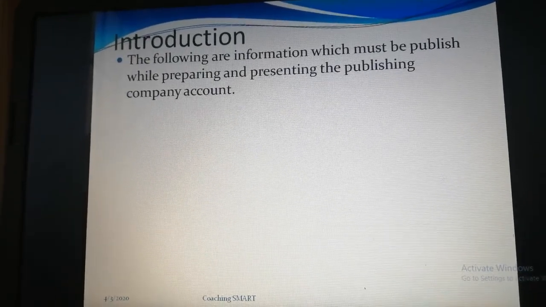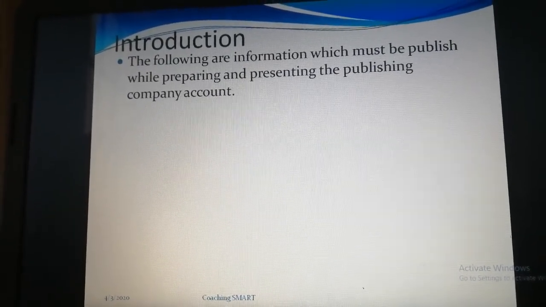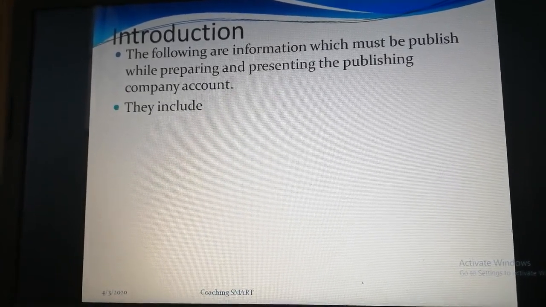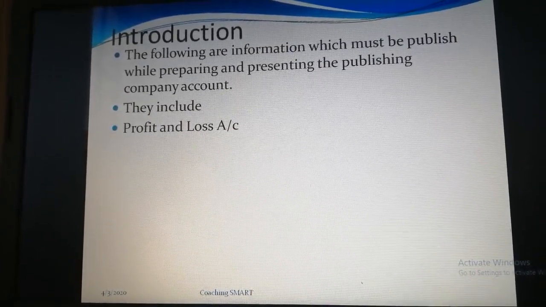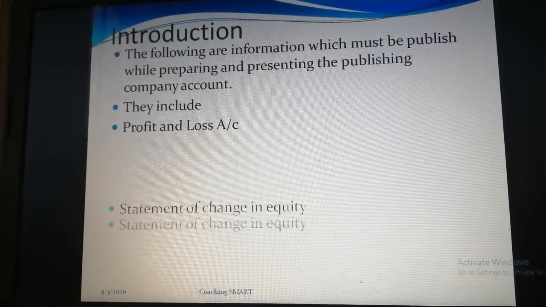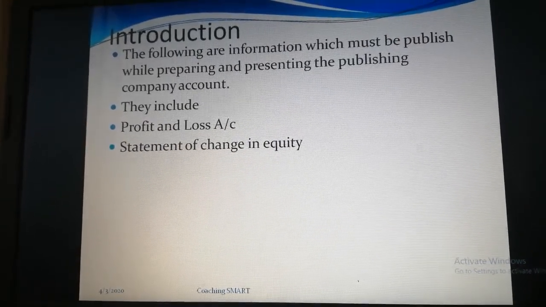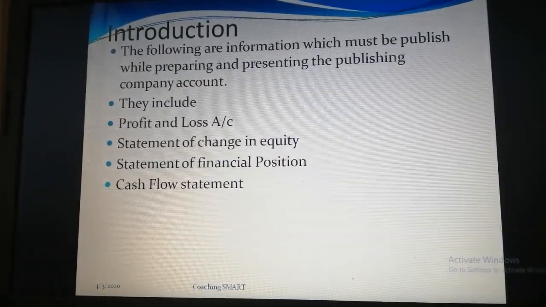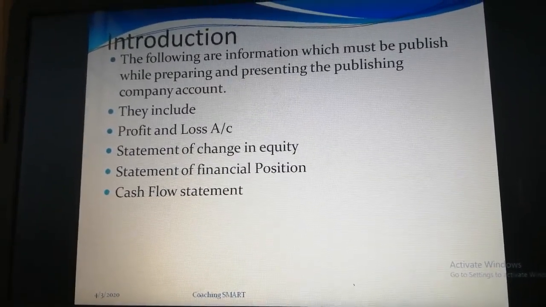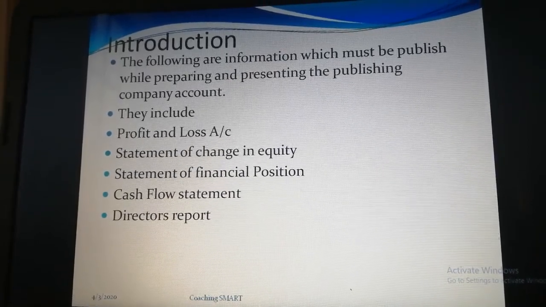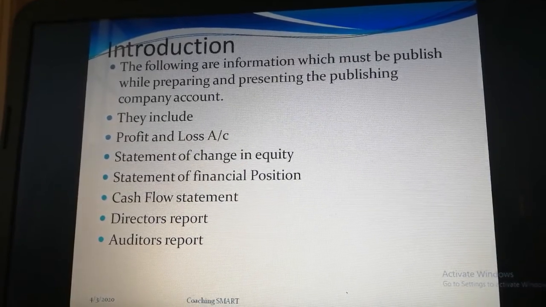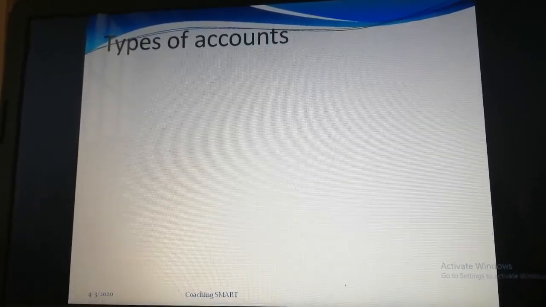The following are the information which must be published while preparing and presenting the published company account. Number one, profit and loss account. 2, statement of change in equity. 3, statement of financial position. 4, cash flow statement. 5, director's report. 6, auditor's report. So these are the statements which must be presented in the published company account.